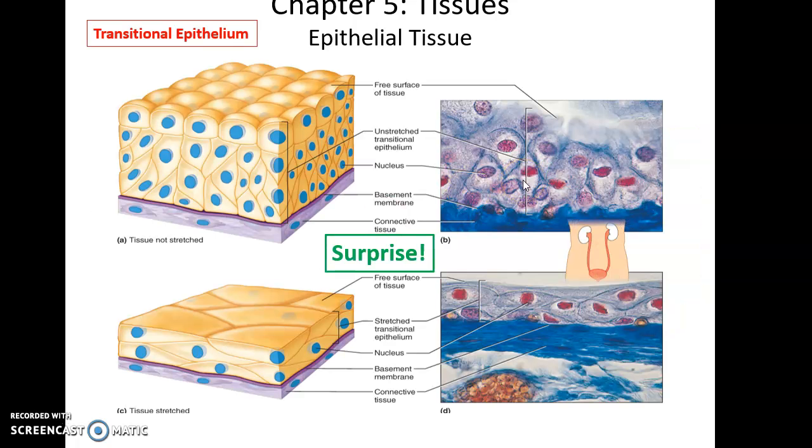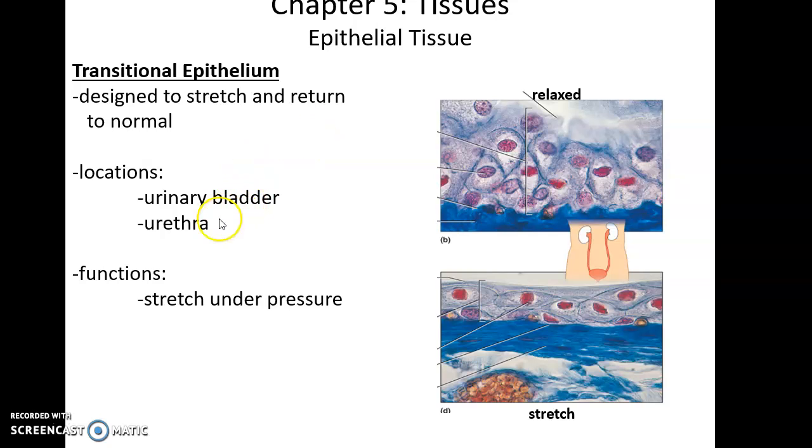And surprise, we have one more epithelial tissue, and this is called transitional epithelial tissue. Transitional epithelial tissue has many layers, and it's found in the structures of the urinary system, like the urinary bladder. When the bladder is relaxed because you've urinated, then the transitional epithelium has nice rounded, spherical-esque cells, but then as the bladder fills, the cells will stretch as the urinary bladder stretches and become flat. So they transition from this more cuboidal rounded state to a squamous state. And they are found in the urinary bladder and urethra. Function: stretch under pressure.